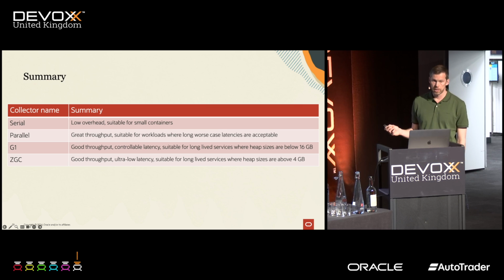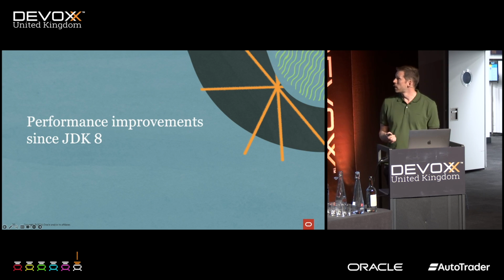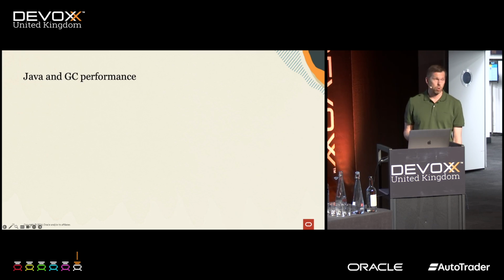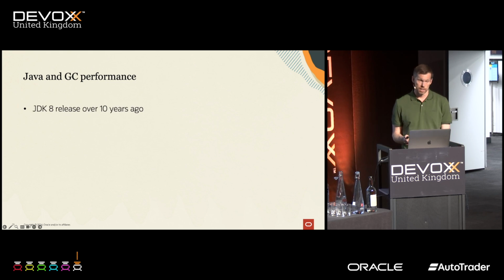With that, I'm done with the general introduction to Java, and I'm being very fast. So in this next part, I want to talk about the performance improvements that we've seen since JDK 8. And before we look into charts, I want to start off with some general statements about performance in GC and in Java. So JDK 8 was released over 10 years ago. So this means 10 years of development since then. So of course, we're going to do some significant improvements.